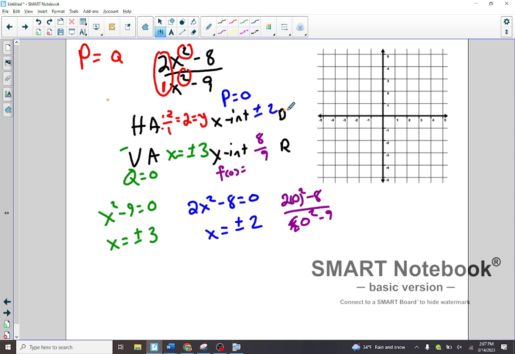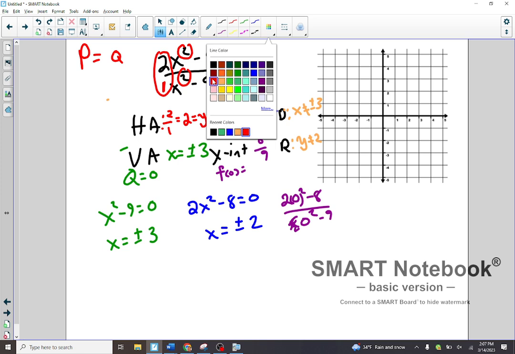The domain is based off your vertical asymptote because it's x. That's why I put the x there to help you remind me. So if your vertical asymptote is at positive 3, negative 3, your domain does not equal positive negative 3. And your range is based off your horizontal asymptote. So if you have a horizontal asymptote at 2, it's y, whatever, it does not equal 2. Okay? Now let's put that graph together.